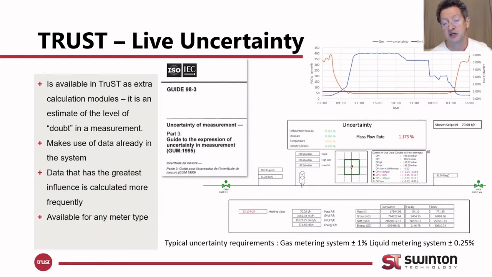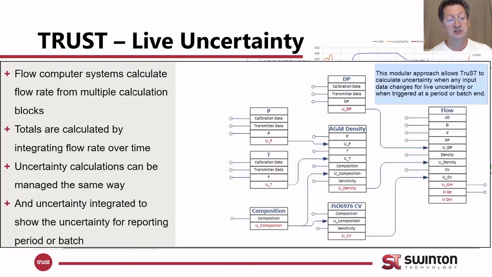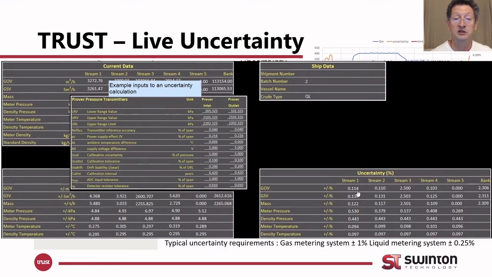Live uncertainty was a natural progression on following our approach to modular metering calculations performed in the calculation engine. As you can see here, we've got modular blocks for each process variable. This allows us to perform uncertainty calculations in real time. We decide on the priority on which process variables are processed. We can also perform uncertainty at a batch end as well, or a period end. Here's a page of data taken from a recent project of uncertainty.